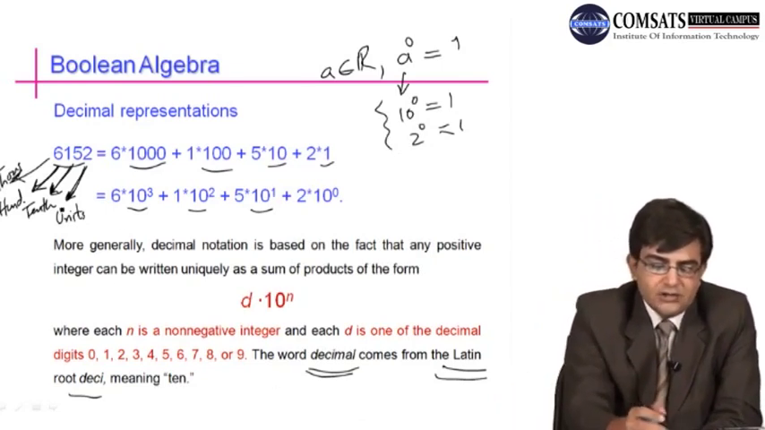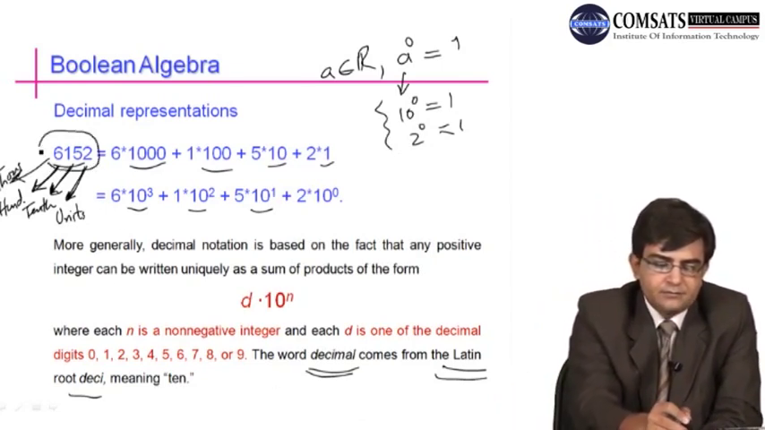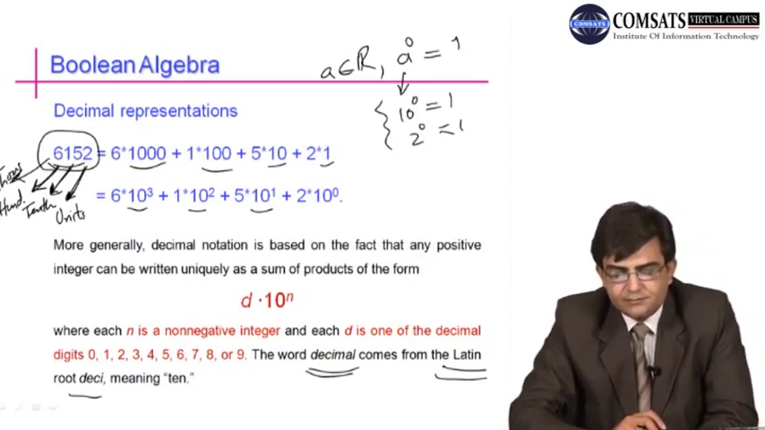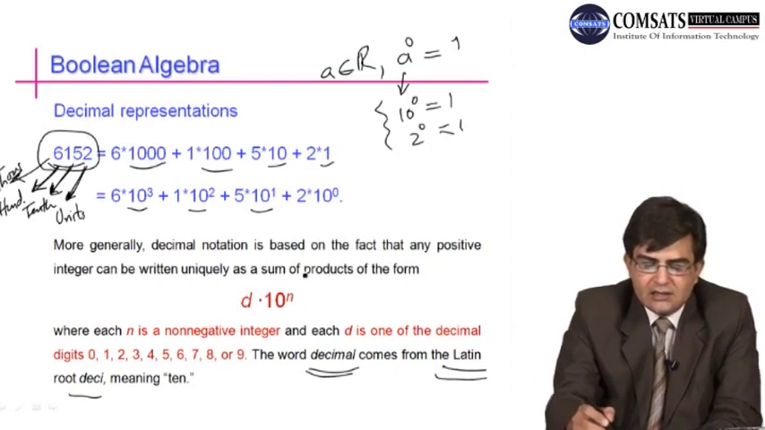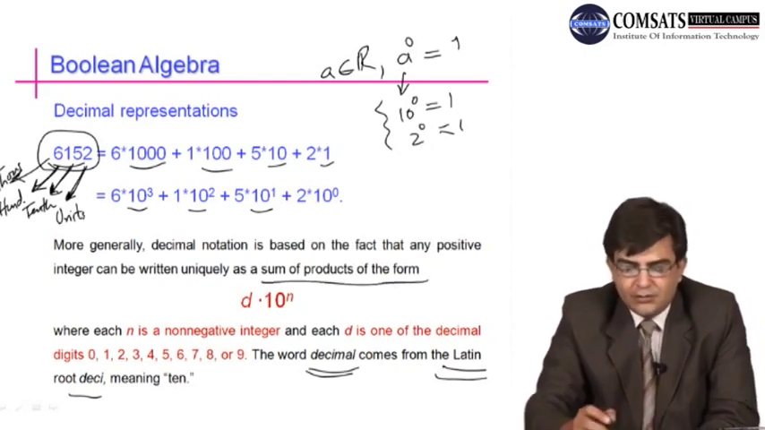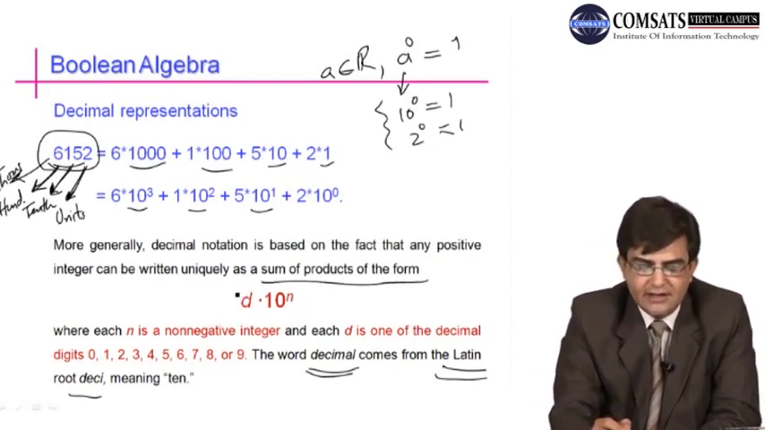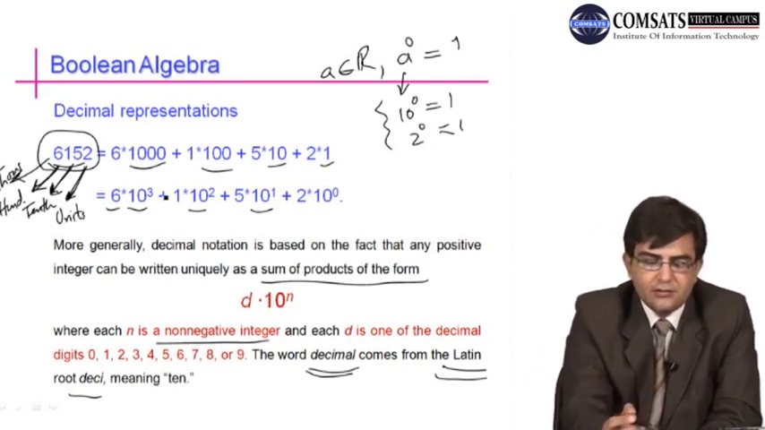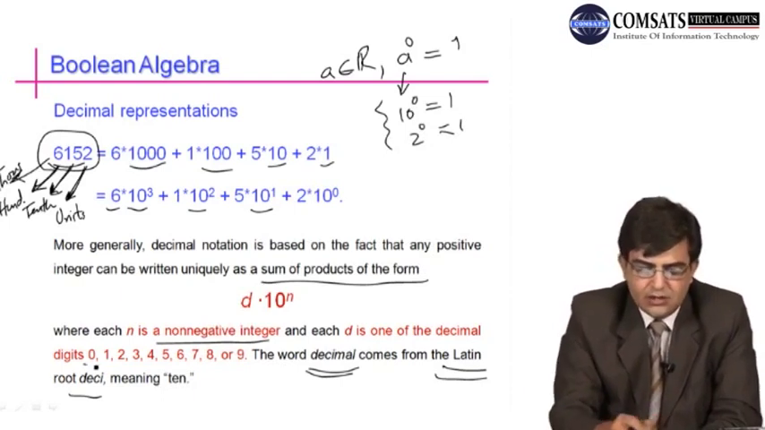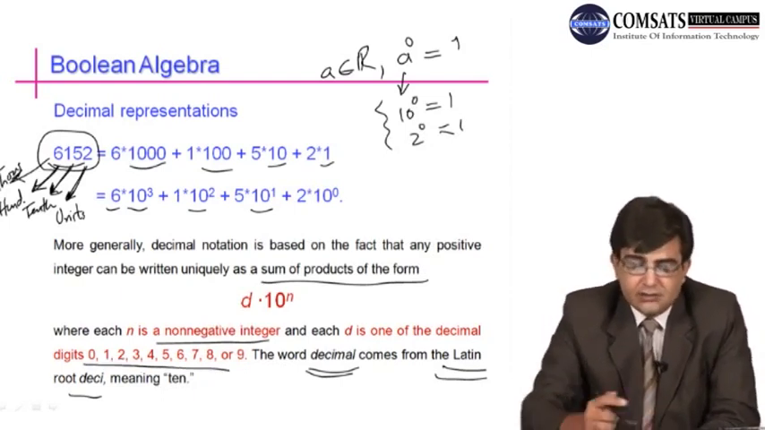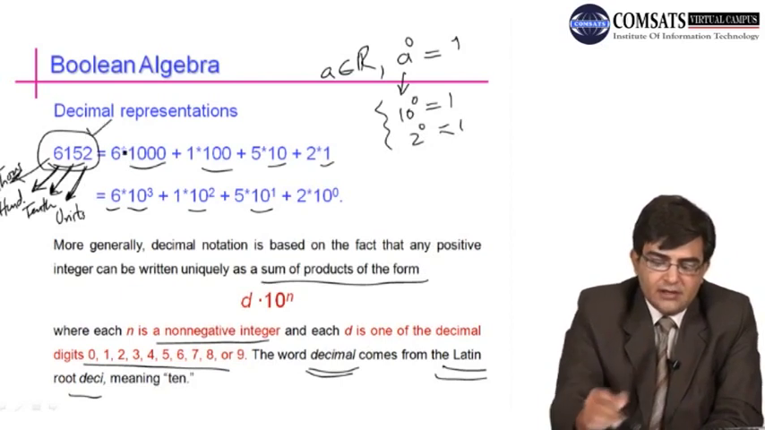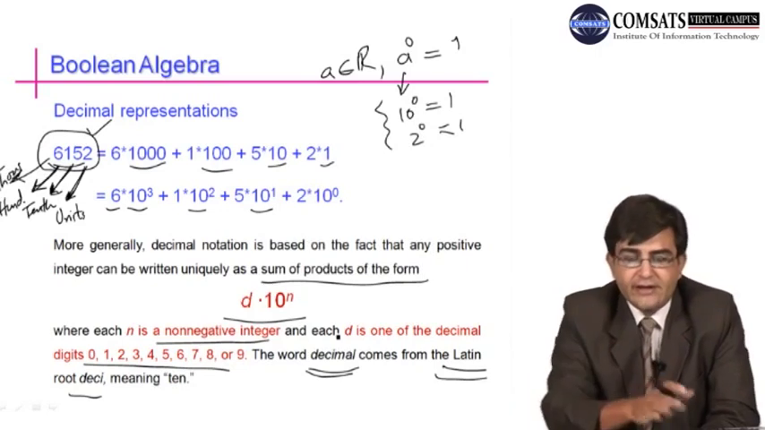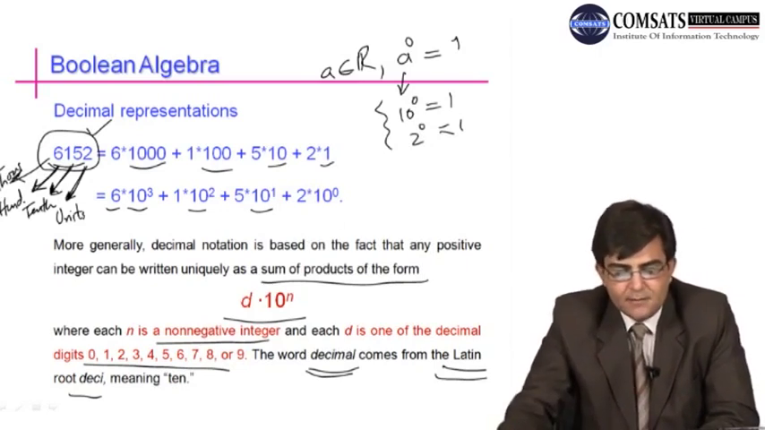So more generally, any decimal number can be written as a sum of products of the form d into 10 power n, where d is any non-negative integer. Here it could be 0, 1, 2, up to 9. So any number is basically a sum of the products of this form. We can write any decimal number like this.